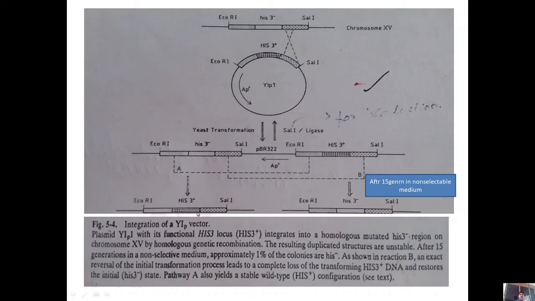So the product is this one. See, EcoRI, and the recombination occurs in between these two EcoRI regions. So this EcoRI, and then the remaining portion is from this EcoRI to then HIS3 plus, then SalI. See, EcoRI, see EcoRI, and the remaining portion of this EcoRI from the adjacent region. So the EcoRI region, then HIS3 plus, see this HIS3 plus, and then the SalI region, then the remaining portion, chromosome number 15. Okay, so this may be one of the products.